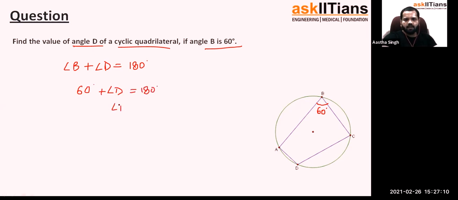So angle D will come out to 180 degrees minus 60 degrees. 180 minus 60 will be equal to 120, right? So angle D will come out to be 120 degrees. I think the point is clear. Your opposite sum will be equal to 180 degrees.